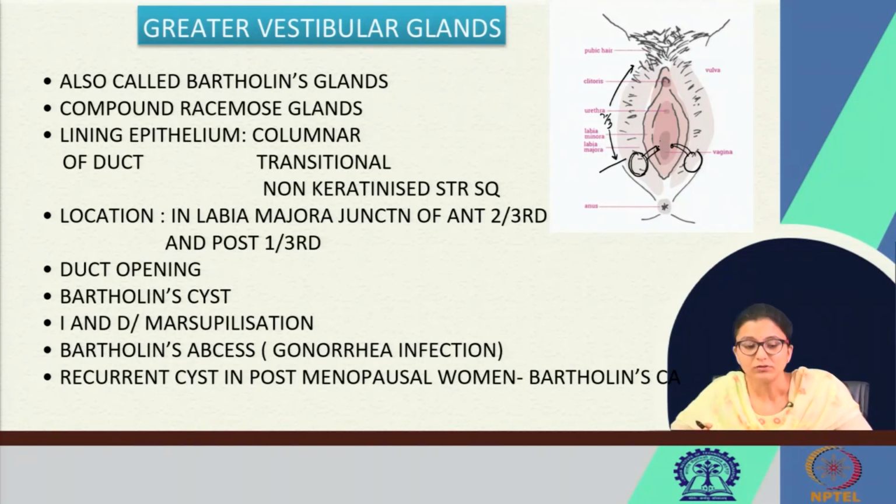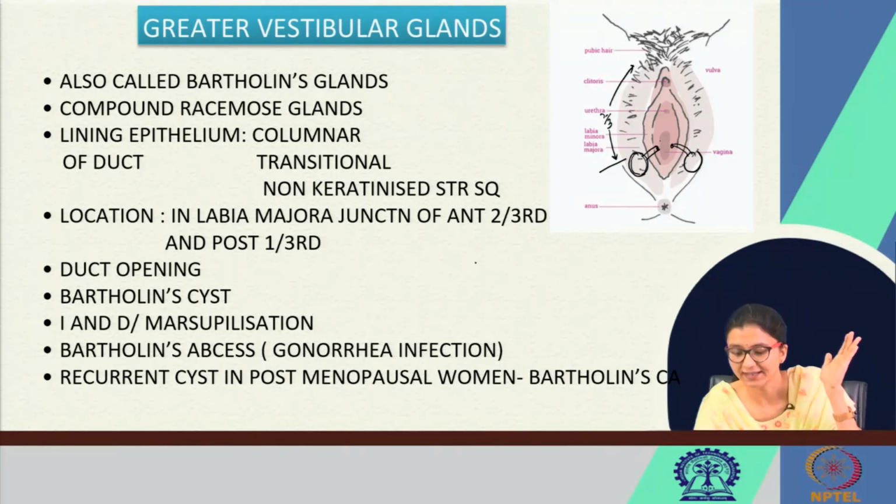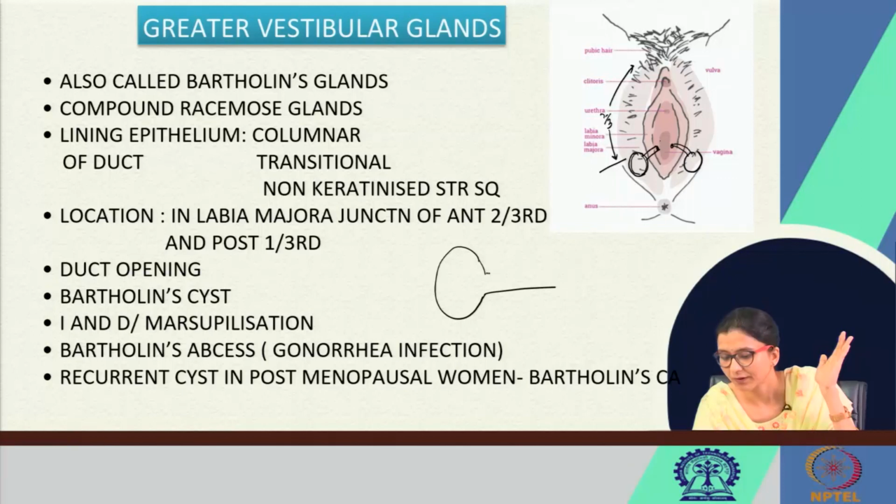Okay. Now, we need to know the structure, the anatomy. Today, we are dealing with the anatomy. So, the epithelium of the Bartholin's gland. We have told it is a racemose gland. So, it has different types of epithelium. The gland has columnar epithelium. This is columnar.